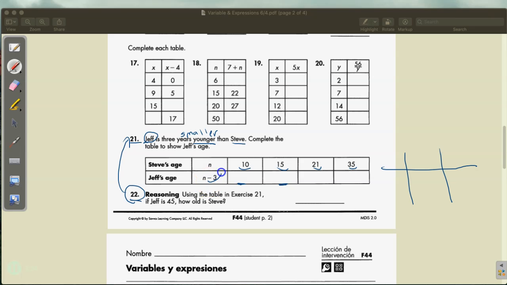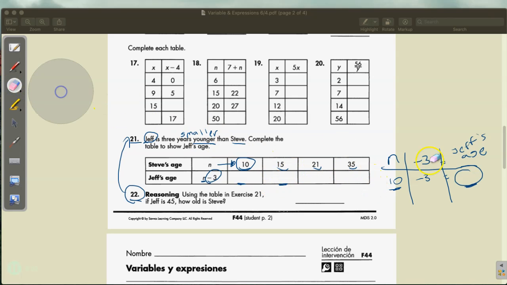Okay, so like I said, draw a little function machine right here. If you look at Jeff's age, they already gave you the rule. The rule is minus 3. Now, instead of the letter N, you can put that here. Now, for Steve's age, all the numbers in the top row are the letter N. This would be Jeff's age. So for example, if Steve is 10, the rule is minus 3, you can figure out Jeff's age. And if Jeff's age is smaller than Steve's, then you got it right, because remember Jeff is younger than Steve. Okay, so that's for 21 to figure out the rest of them.